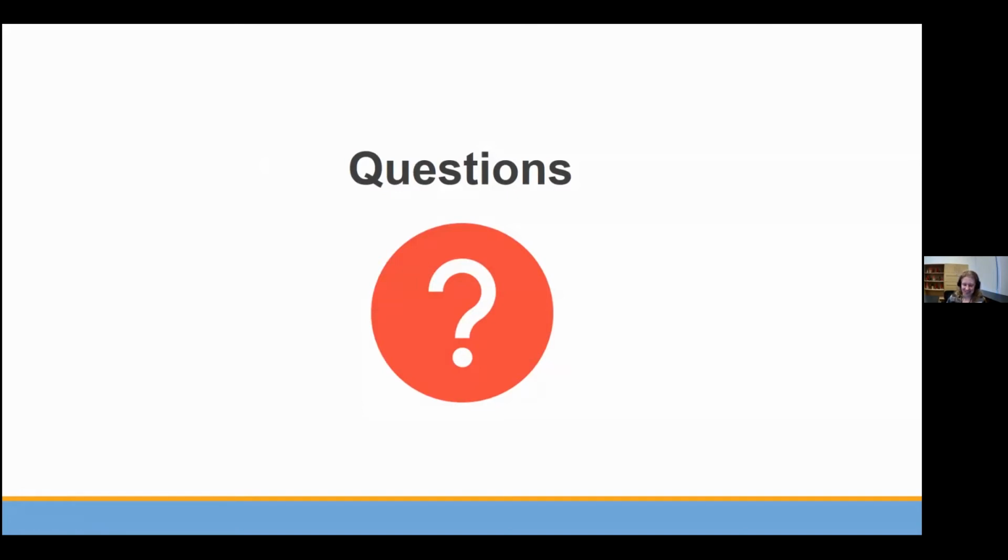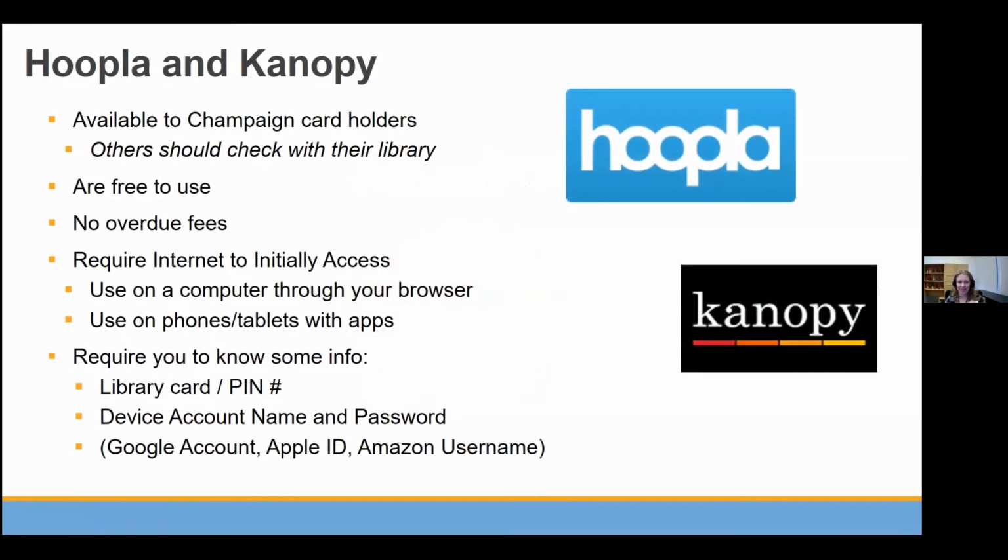Okay, excellent, thank you. Okay, so here's a little bit of information about our two resources that we're covering today. So Hoopla and Kanopy are both available to Champaign cardholders. And again, others should check with their home library. They're free to use. There's no overdue fees. Just like actually now with Champaign Public Library items, there actually are no fees for the physical collection items either.